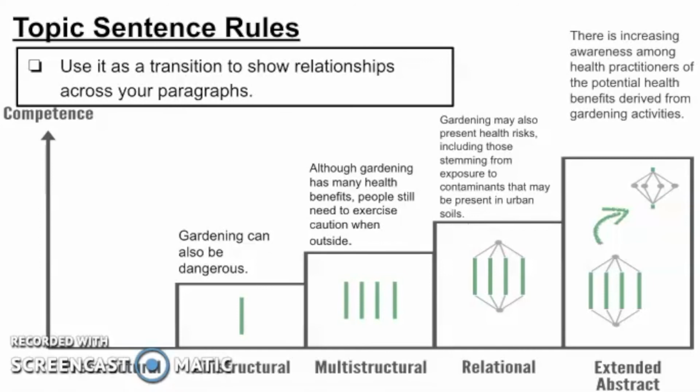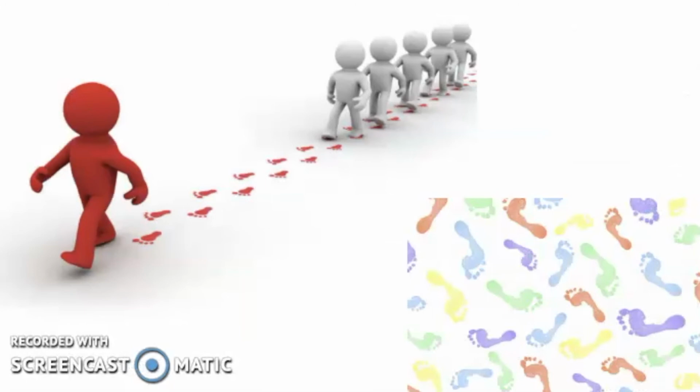Use the topic sentence as a transition to show relationships across your paragraphs. This will help the students to connect all of their ideas together and to follow along from one idea to the next idea. Students need to understand that they, as the writer, are leading the reader through their thinking. Without using the transition words, the reader can become lost.